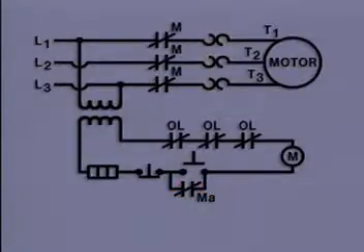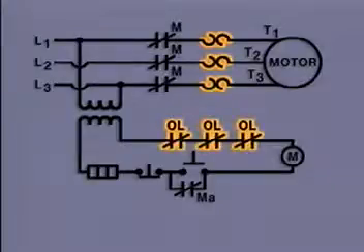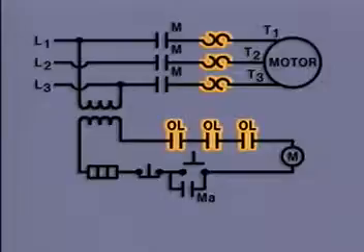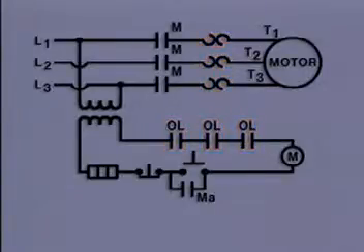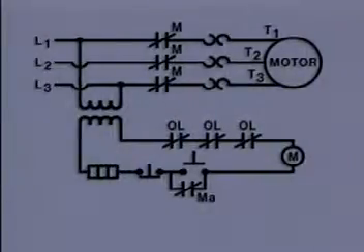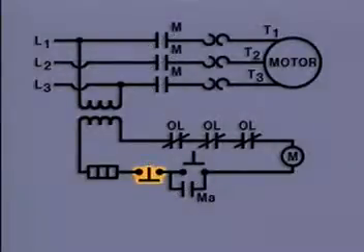If an overload occurs, the overload devices open the overload contacts. Opening the overload contacts opens the control circuit, which stops current flow to the M-coil. When the M-coil is de-energized, the M contacts open. As a result, the path for current to flow to the motor is interrupted and the motor stops. In order to stop the motor during normal operation, the stop button is pushed. Pushing the stop button opens the control circuit, which stops current flow to the M-coil.